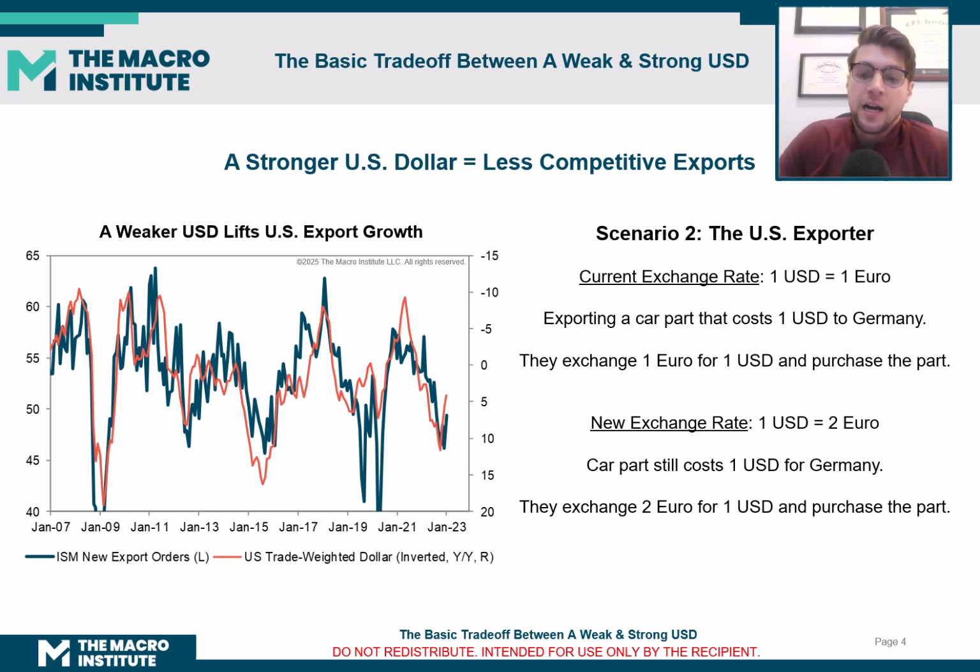A couple months go by and this same German importer wants to buy the same car part from us, except this time the US dollar has strengthened. So again, 1 US dollar equals 2 euros. For us, the car part still costs 1 US dollar. For the German importer, this time they have to exchange 2 euros to get that $1. So for us, we're getting the same dollar, but for them, their cost just doubled, right? So before they could buy that for 1 euro, now they need to spend 2 euros.